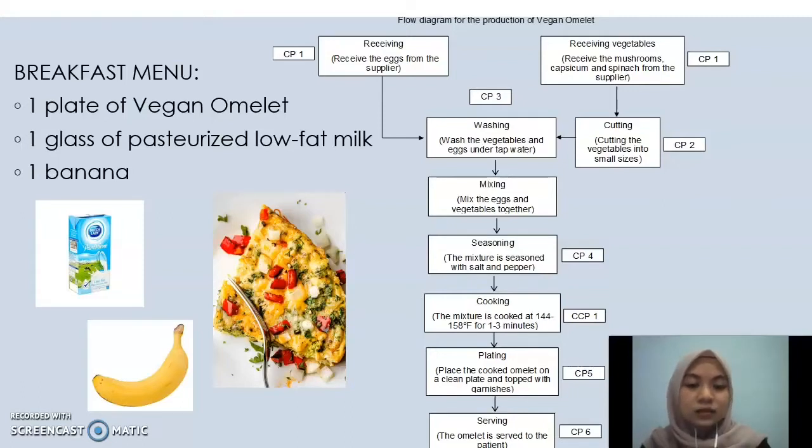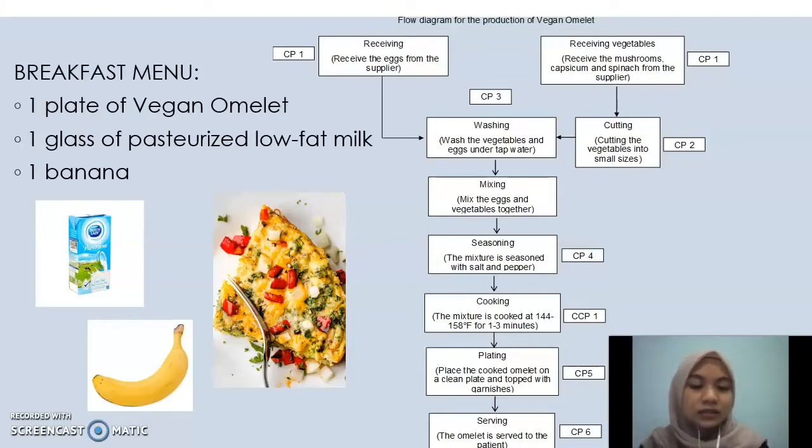The next step is cooking, which is CCP1. The omelette is cooked at 144 to 158 degrees Fahrenheit for 1 to 3 minutes to ensure that we reduce the potential hazard that may occur within the food products and inhibit the growth of the microbial hazard.